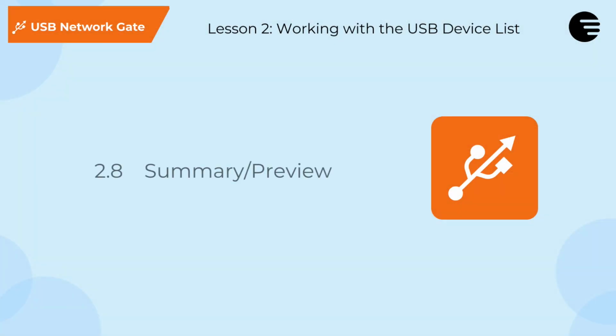Now that we've retrieved a list of available USB devices in the system and can handle the events that occur when a device is plugged in or unplugged, we're well underway to building a fully functioning application with the USB Network Gate framework. Next lesson, we'll talk about how to actually share devices and go over some more advanced options for configuring the application.